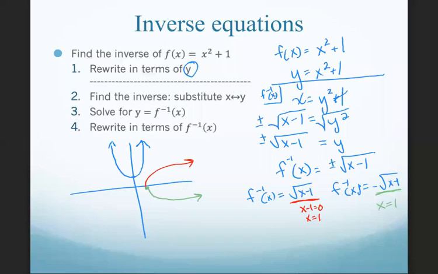Okay, now these steps 1 through 4, make sure you have them written down somewhere, because those are going to be the steps to find the inverse of an equation every time.